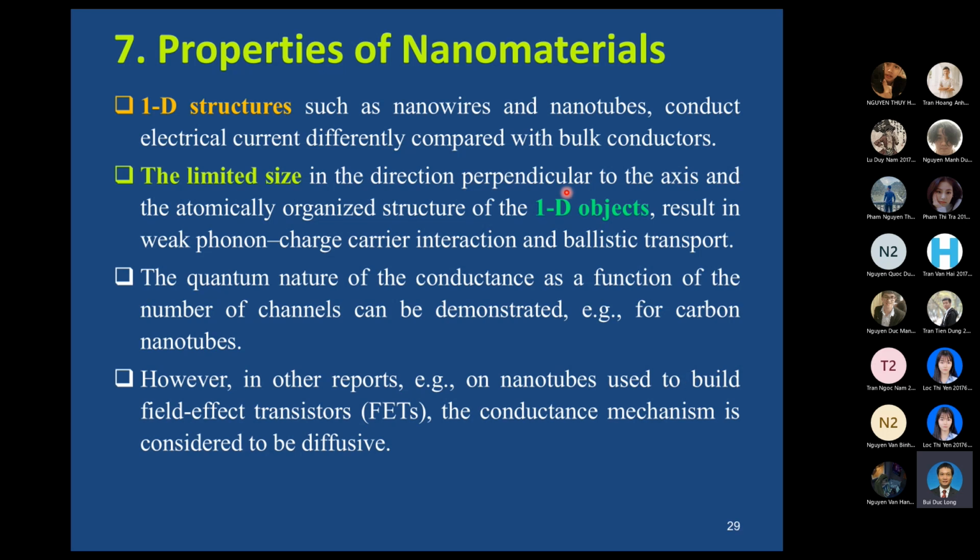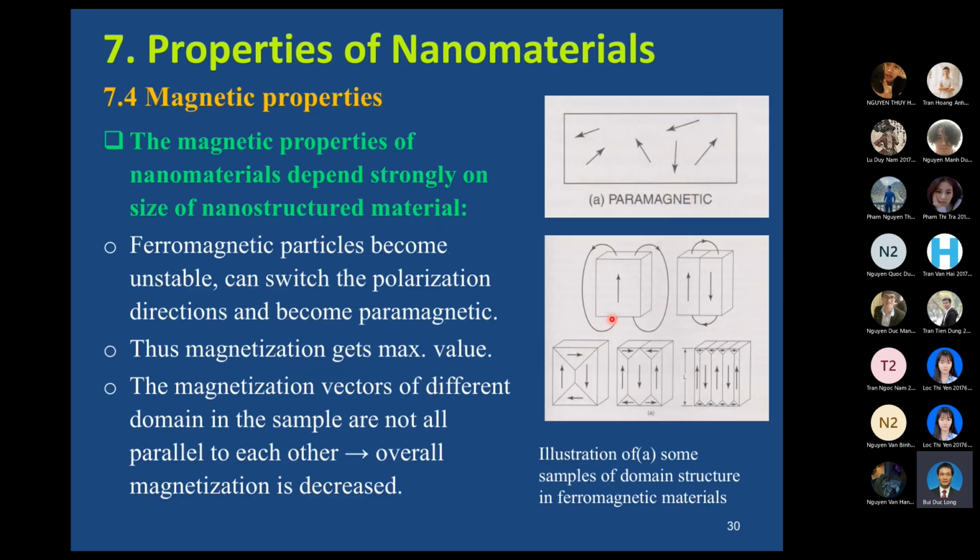So a structure such as a nanowire or nanotube conducts electrical current differently compared to bulk conduction, as I mentioned, in a carbon nanotube or even in a 2D material like graphene. Okay, so the next property will also show different behavior at the nanoscale.